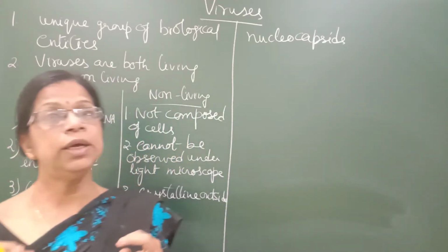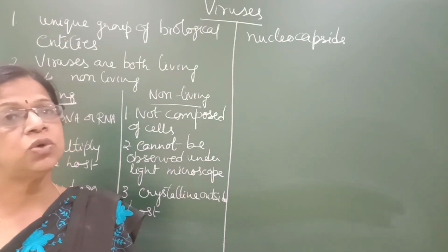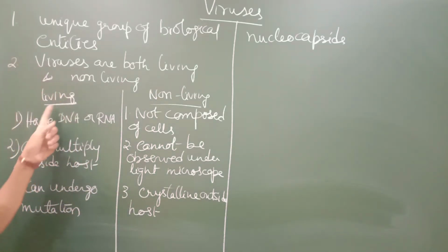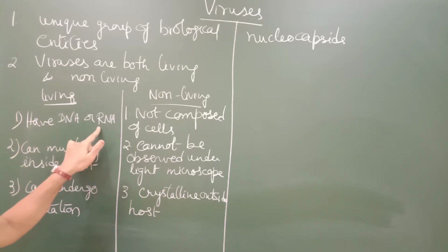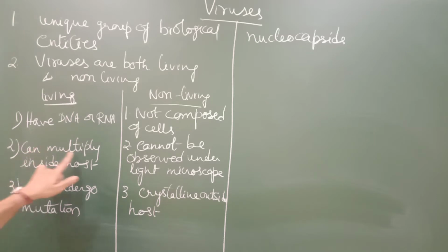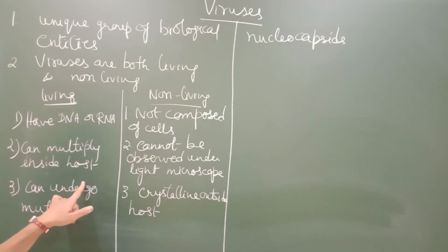So, let us see what the living and non-living characters of viruses are. Living characters of viruses are: they have DNA or RNA. No virus will have both DNA and RNA. It will have either DNA or RNA as genetic material. And it can multiply inside the host. The viruses can multiply only inside the host, and since either DNA or RNA is present, they can undergo mutation.